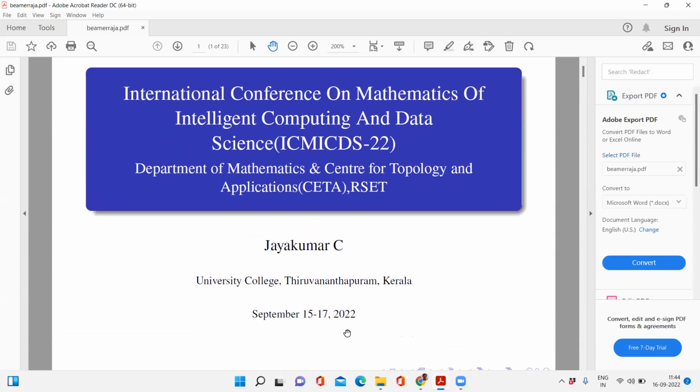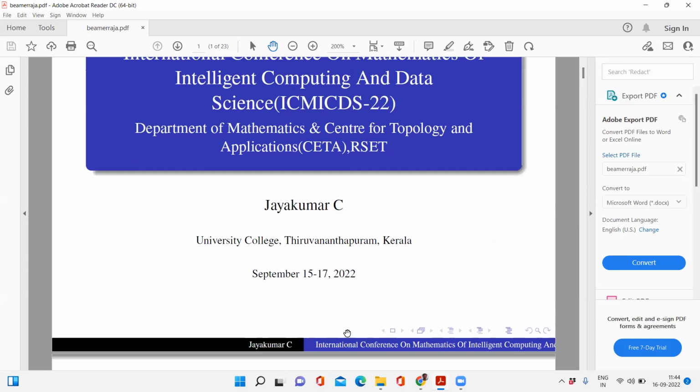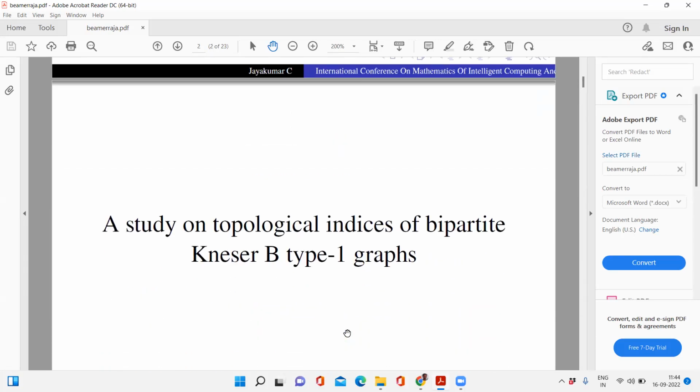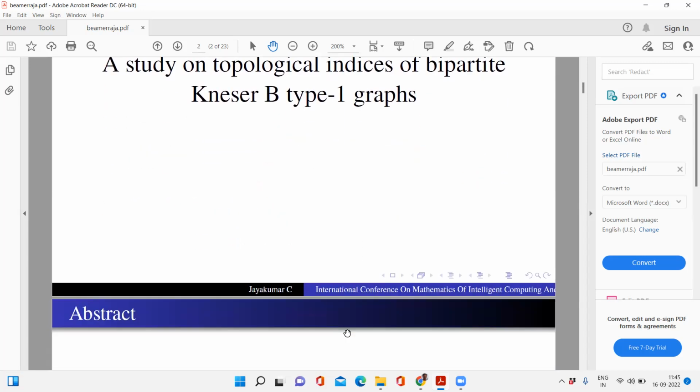Okay. To begin with, let me introduce myself. I am Jayakumar C, Assistant Professor of Mathematics in Karnataka. I am also doing part-time research under Dr. K. Manilal, Associate Professor, Department of Mathematics, University College. My topic is a study on topological indices of bipartite Nasser B type 1 graphs.